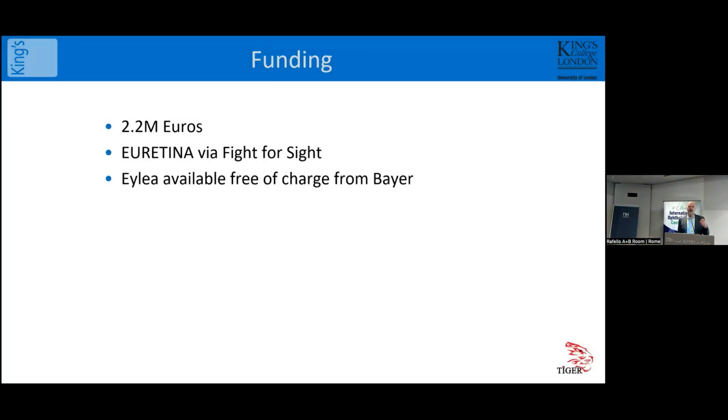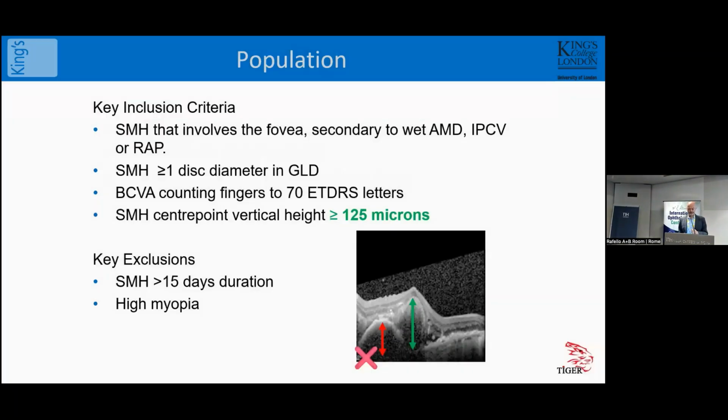We had 2.2 million funding from Euretina, which was an international competition. People bid to run the trial. That sounds like a lot of money. It really isn't. To run a trial of this size, if this was industry, there'd be another 0 on the back of that. 2.2 million is a tight budget to deliver a trial of this size for a rare disease. We've got Eylea free available, so we can standardise across the arms, although actually we haven't called on that yet.